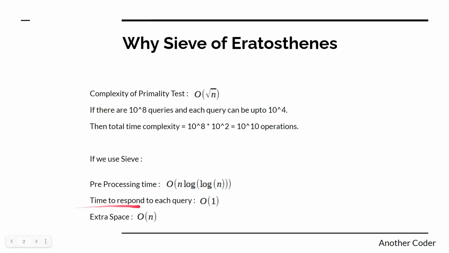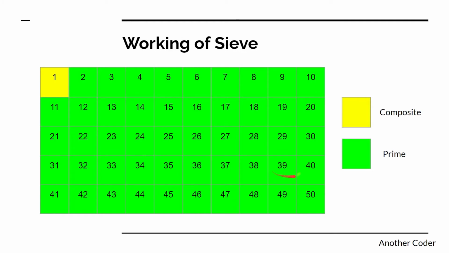So the time complexity to answer each query would be constant, done in O of 1 time. The extra space used will obviously be O of n, because we are maintaining an array or a vector of n numbers, right? Now I'll tell you how this particular method of finding whether a number is prime or not works.